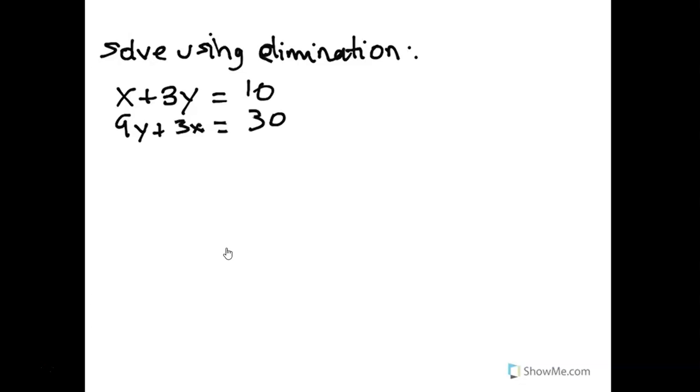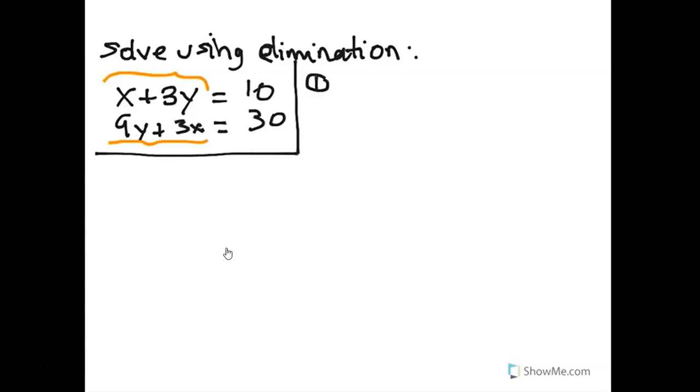So for step 1, I want you to notice that the equations are in standard form, because the variables x and y are on one side of the equations. Okay, so let's get started. For the first step, we want to organize the equations so the x's and the y's are above each other.